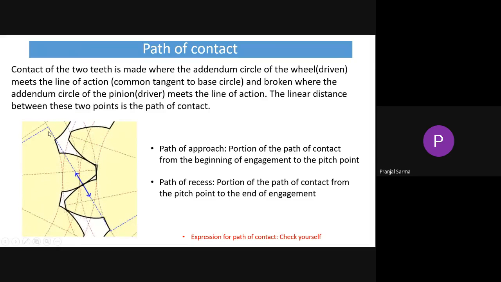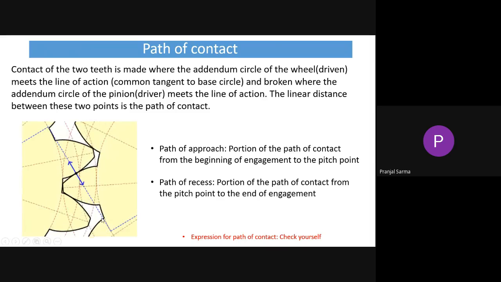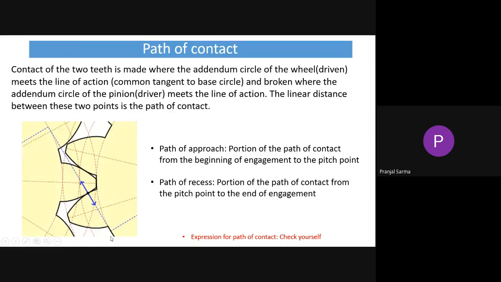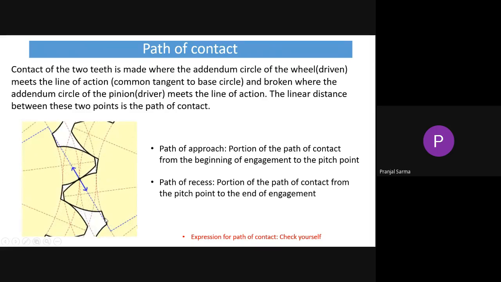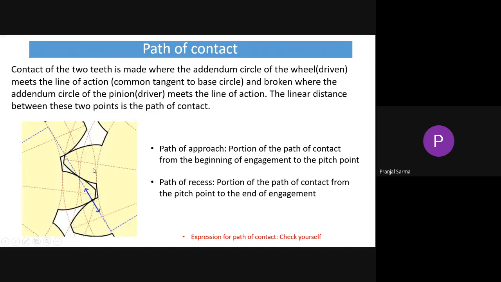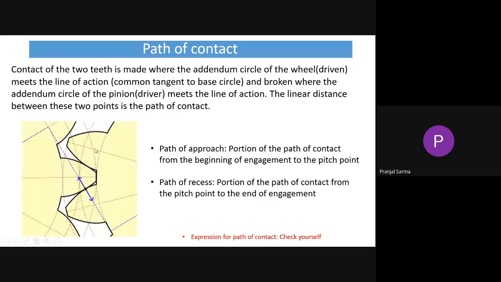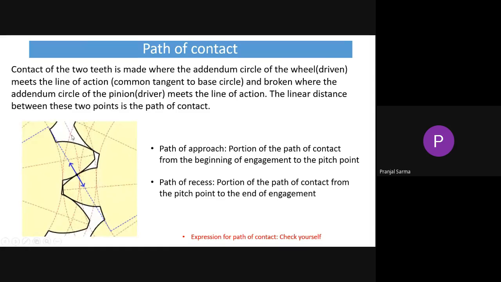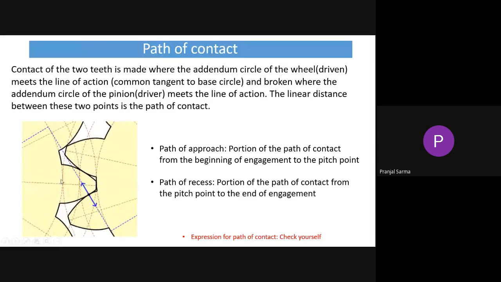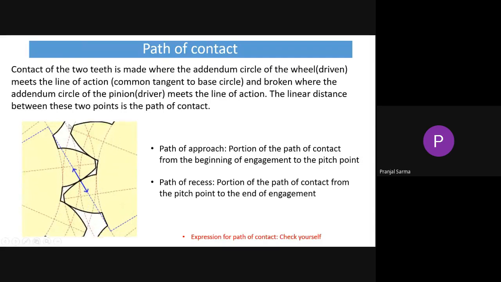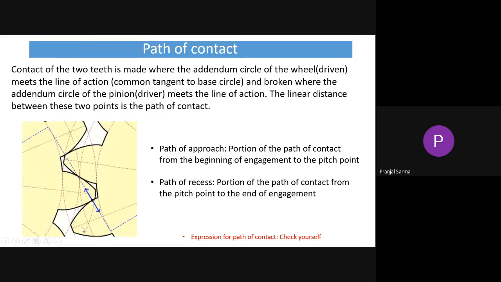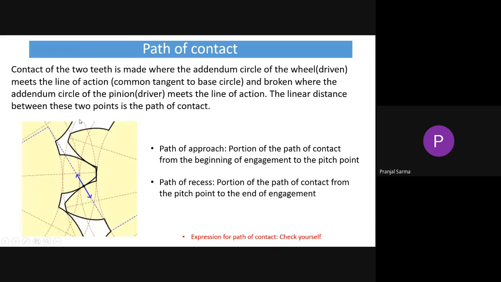What is the line of action? You know that the line of action is nothing but the common tangent to the base circles, or sometimes the addendum circles if they are the same. This blue line is the common tangent to the base circles, that is, the line of action. This is the addendum circle, from the uppermost portion. For both meshing gears, we have two addendum circles: one is this one, and another is this one.